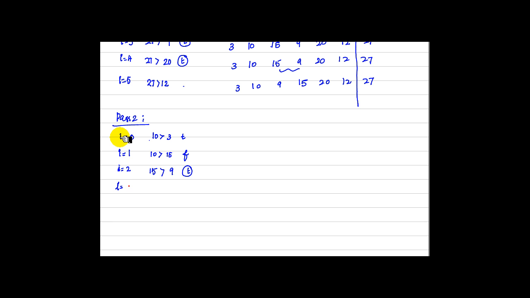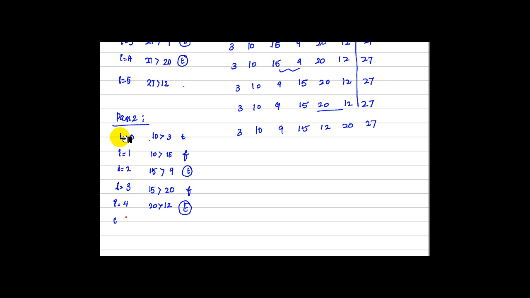Now i gets incremented to 3, checks whether 15 is greater than 20. Is 15 greater than 20? False. So we are not going to have any interchange between the elements. It remains as such. Now it checks with i equal to 4. Is 20 greater than 12? Yes, it is true. Hence we have an interchange between these two elements and we have 12 over here; 20 and 12 get swapped.